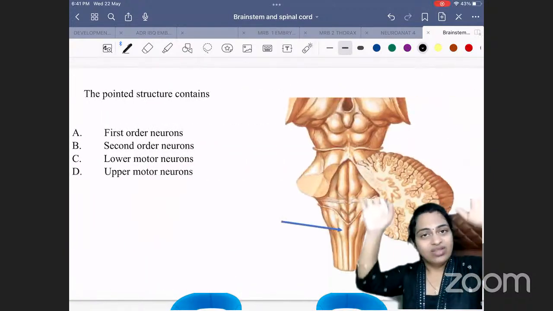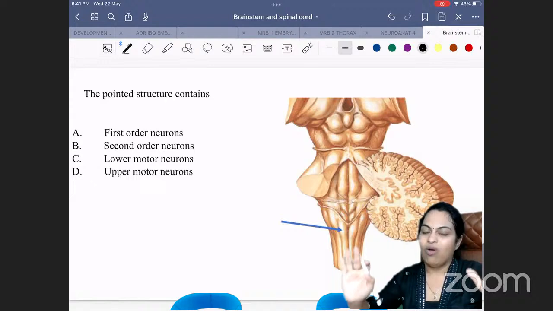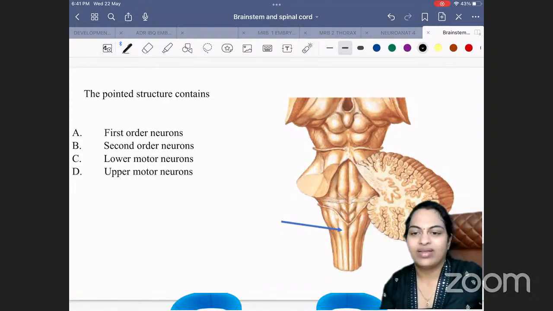So far we have covered the ventral surface of medulla, pons, and midbrain in a question format. Now coming to the dorsal surface of the brainstem.